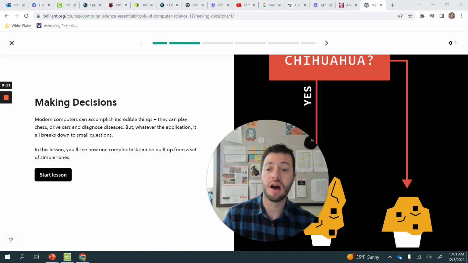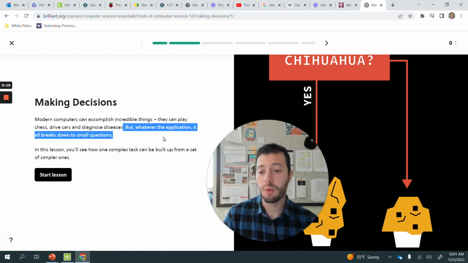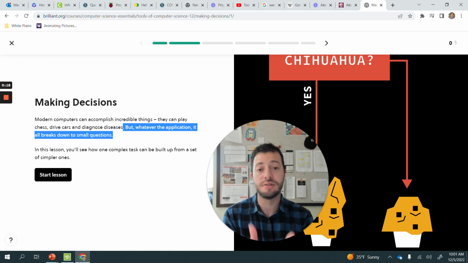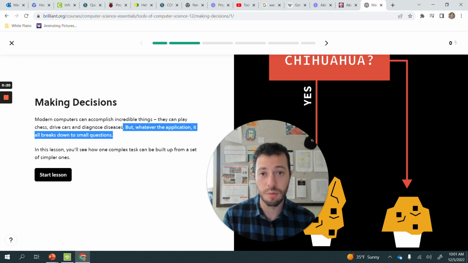Modern computers can accomplish incredible things. They can play chess, drive cars, diagnose diseases, but whatever the application, it all breaks down to, can the computer ask the right small question and can it get the right answer back? So decision trees, these yes or no questions, are fundamental for computers and understanding.